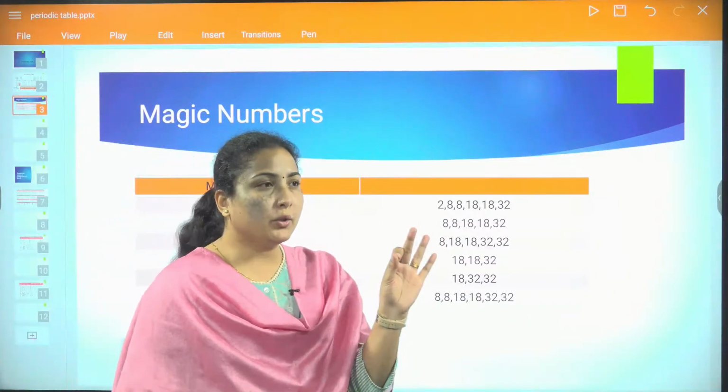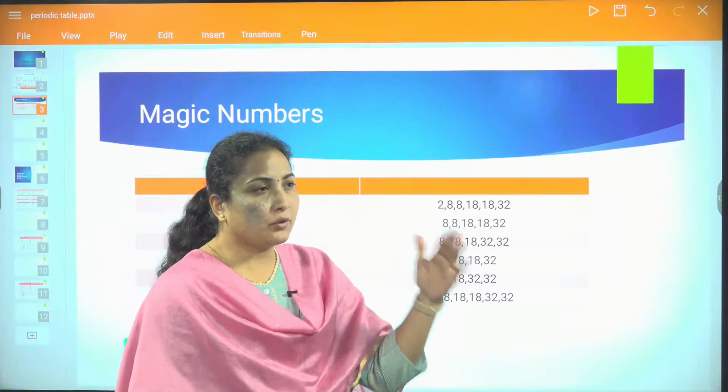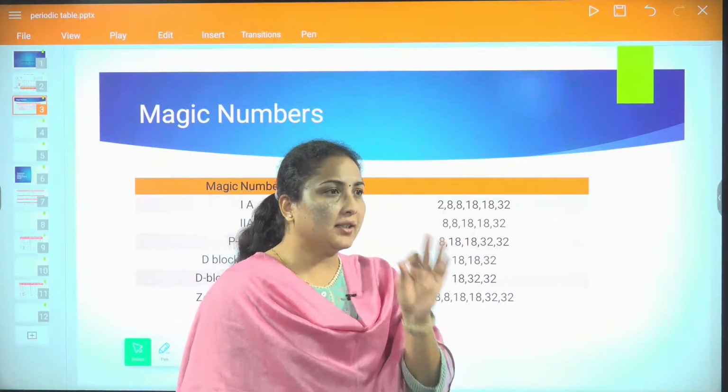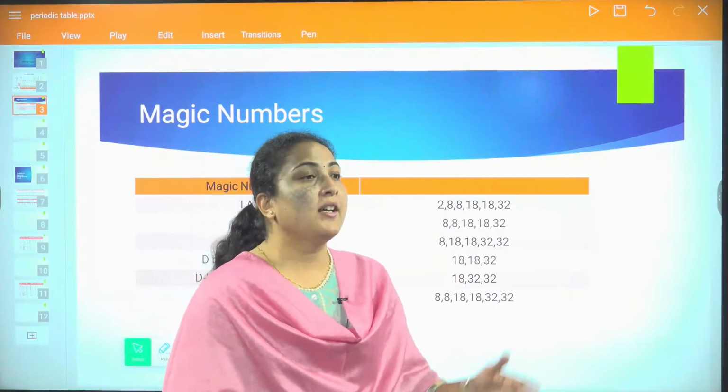For D block, only group 3, it will be 18, 18, 32. For D block group 4 to 12, you'll have 18, 32, 32, right? And for group 0, it is 8, 8.